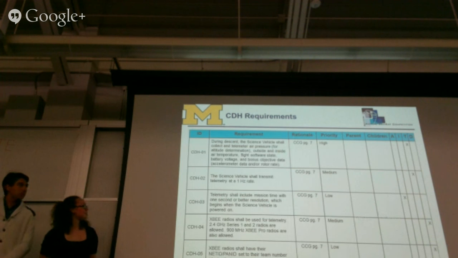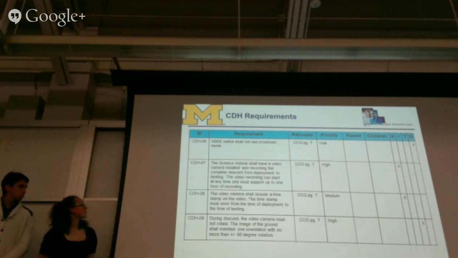So here's a list of the requirements. The main ones, as I stated, are to collect and deliver the various telemetry data and transmit that at 1 hertz. XBee radios are specified by the company. A few more of the requirements. A notable one here is that the video camera must not rotate the orientation more than 90 degrees.